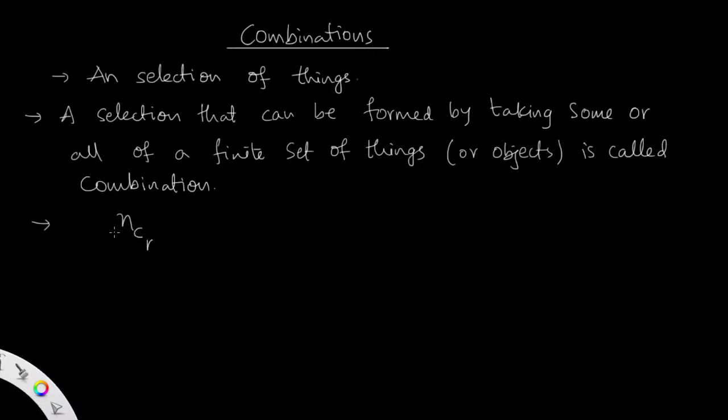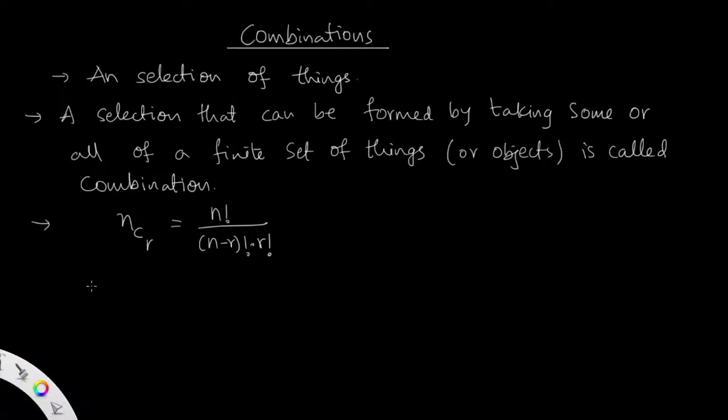NCR is nothing but taking some or all of n distinct things, r at a time. NCR is n factorial by n minus r factorial into r factorial. Whereas NPR is n factorial by n minus r factorial. So NCR is NPR divided by r factorial. Let us take these formulas.